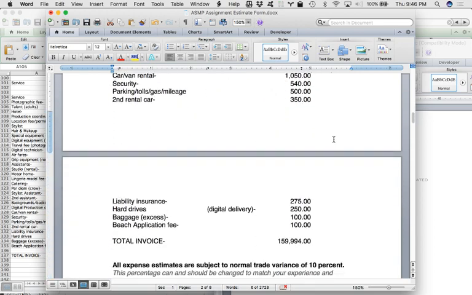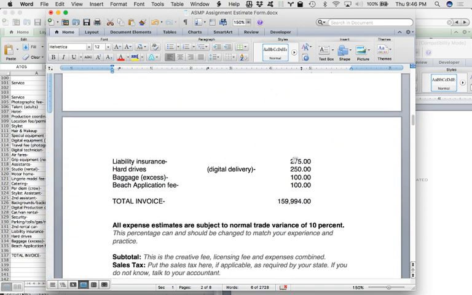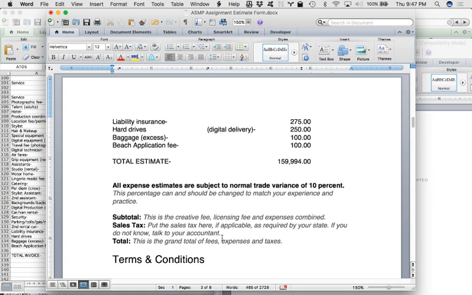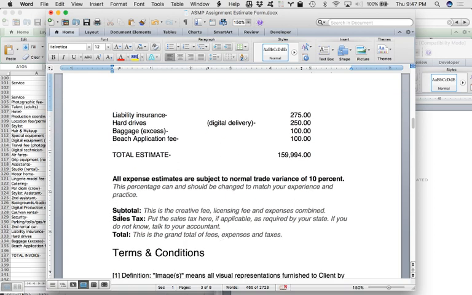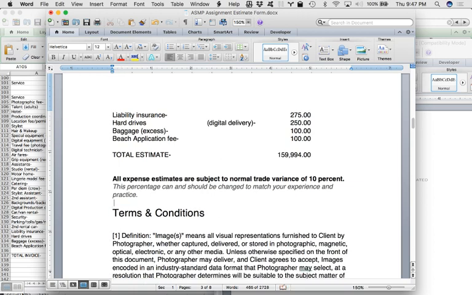Then finally, as we come down here, if I can, I try to get this all on one page. This is not going to fit on one page. But also, I need to change this invoice to estimate. And then all expenses, the estimate are subject to 10% variance, the subtotal, and it's actually got all this stuff down here. I'm going to get rid of all of this language right here because it's already sitting up there. So I'm leaving this part right here.